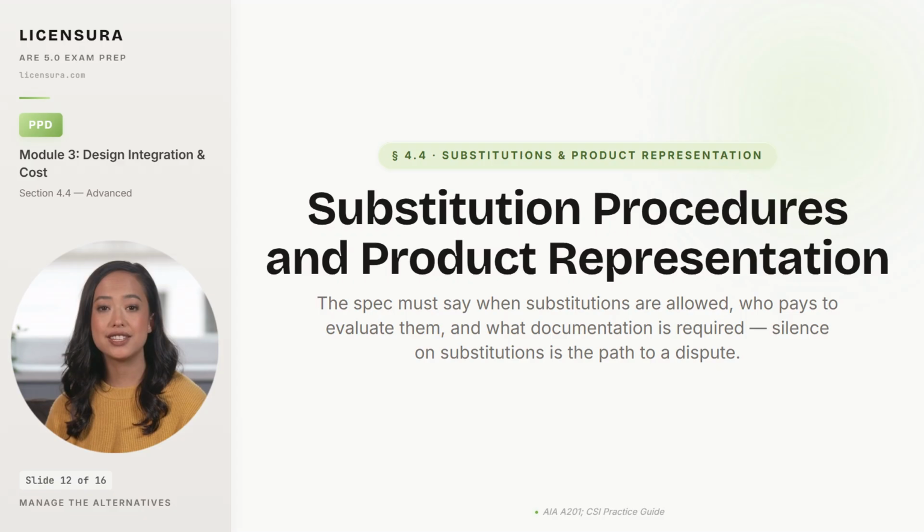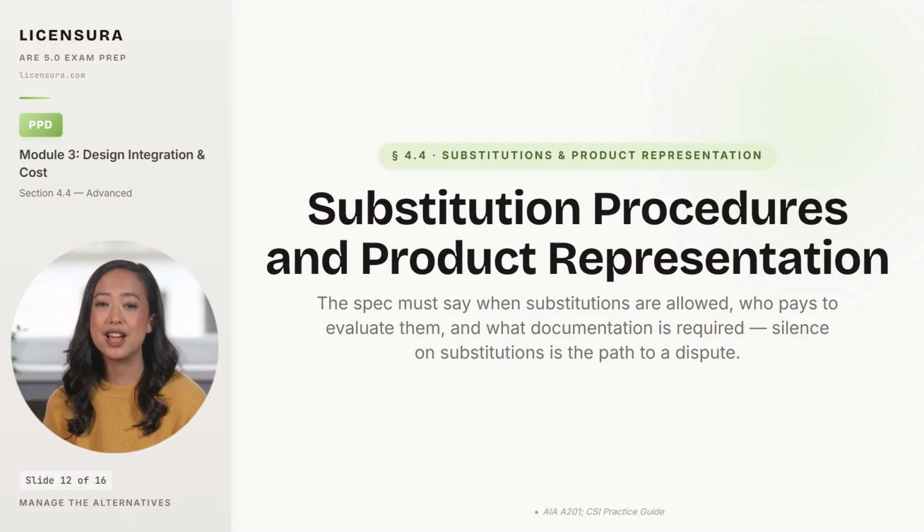Substitution management is the spec coordination task that most architects underestimate, and the underestimation shows up as a flood of substitution requests in the first 30 days after bid award. The specification has to clearly define when substitutions are permitted, what documentation the contractor has to submit with the request, who bears the cost of evaluating the alternative, and what happens to the design intent if the substitution is denied. Silence on any of those points is the path to a fight.